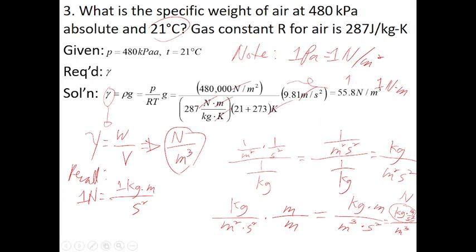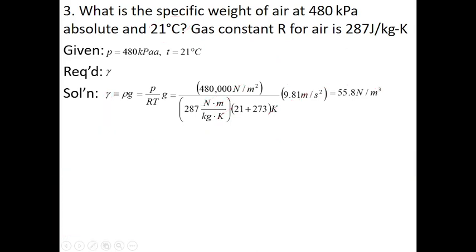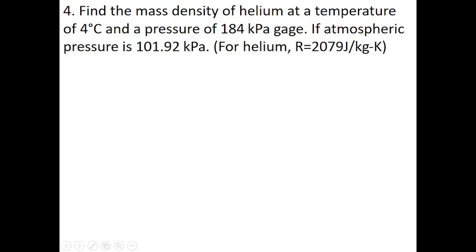So, we proceed. Number 4. Find the mass density of helium at a temperature of 4 degrees Celsius and a pressure of 184 kilopascal gauge if atmospheric pressure is 101.92 kilopascal. For helium, we have R equals to 2079 joule per kilogram Kelvin.